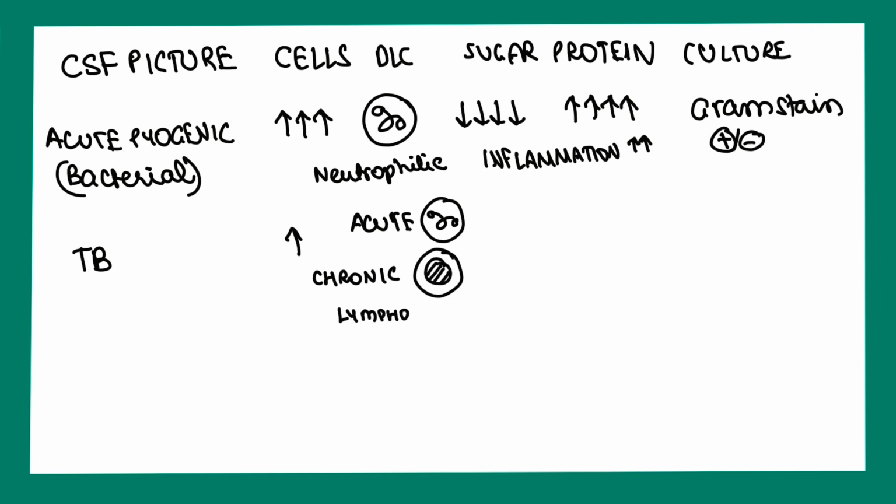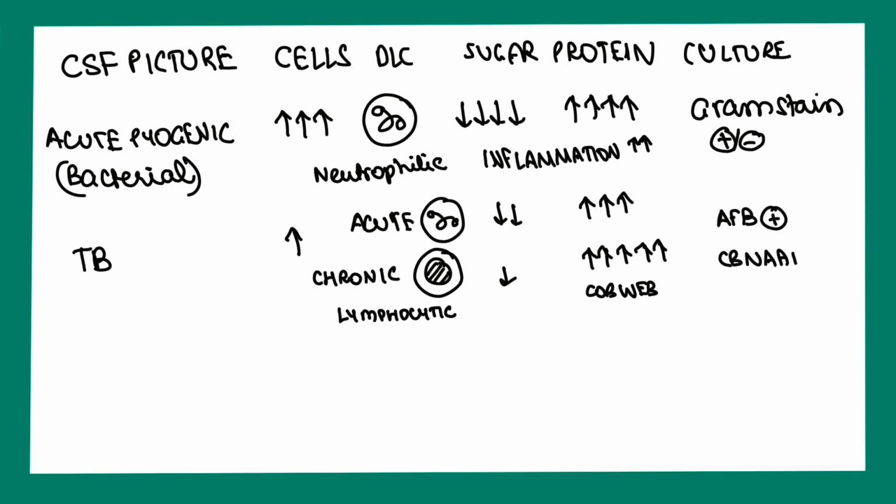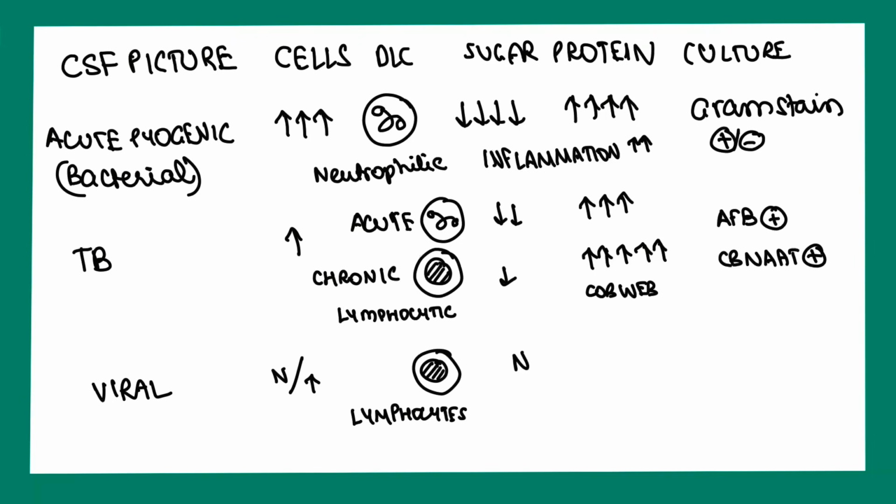Whereas in TB, if it is the acute stage, it is still mediated by neutrophils. If it is in the chronic stage, then it is by lymphocytes. Here also inflammation will be there, but not as severe as acute pyogenic meningitis. So in the chronic type, there might be a lot of protein exudates appearing, causing the appearance of cobweb in the CSF. And in TB, AFB or CBNAAT will be positive.